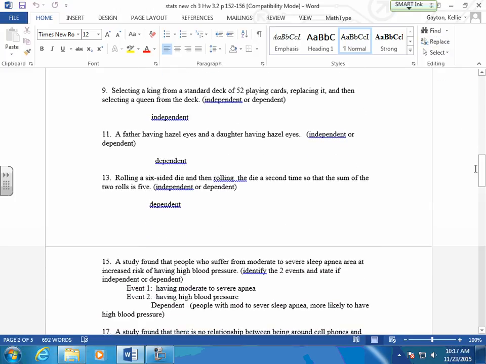Okay, selecting the king from a standard deck of 52 cards, replacing it, and then selecting a queen from the deck. So they wanted to know, was this independent or dependent? When it says with replacement, that means you're putting it back in, your total is not going to change. Your king, 4 out of 52. Your queen, 4 out of 52. This is an independent event. Good? Okay, a father having hazel eyes and a daughter having hazel eyes. Would this be a dependent or an independent?